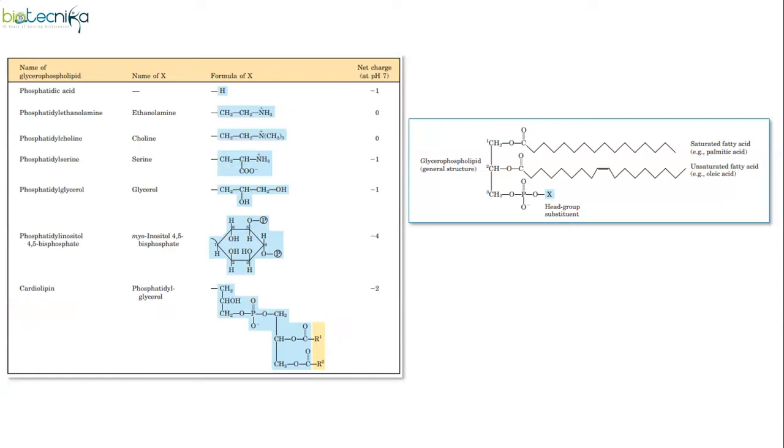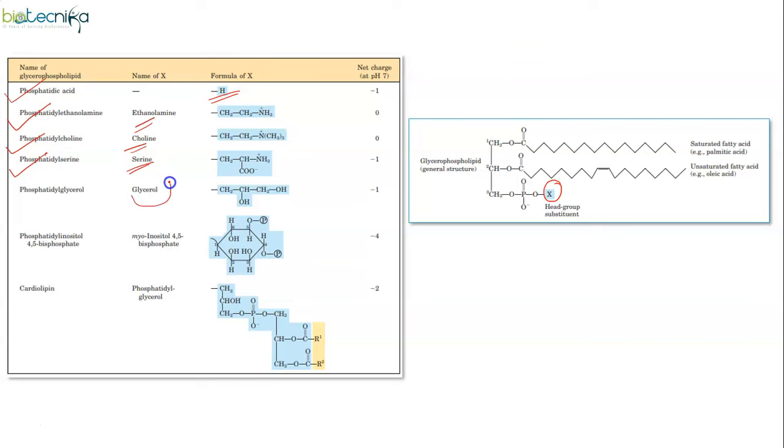Next, this is the glycerophospholipid structure. As you can see, the head group is present. It is having a fatty acid tail, and this is the glycerol backbone. So, if this X group is H, we call it phosphatidic acid. If it is an ethanolamine, we call it phosphatidyl ethanolamine. If it is a choline, which we have seen in the image, it will be phosphatidyl choline. If it is a glycerol, phosphatidyl glycerol.